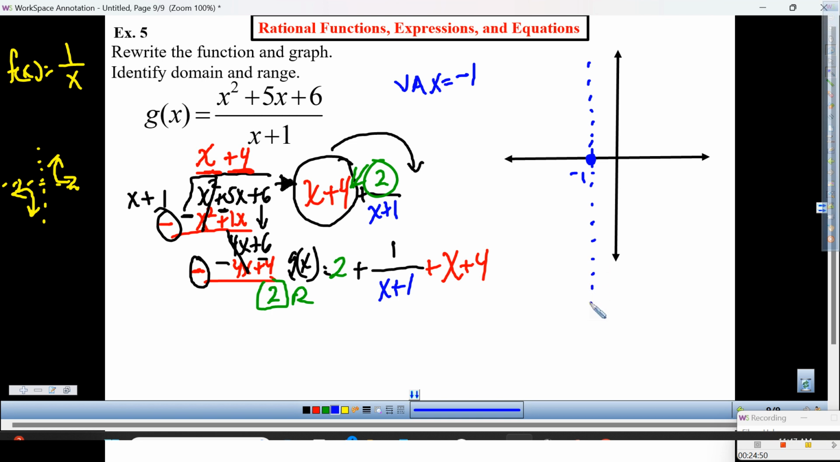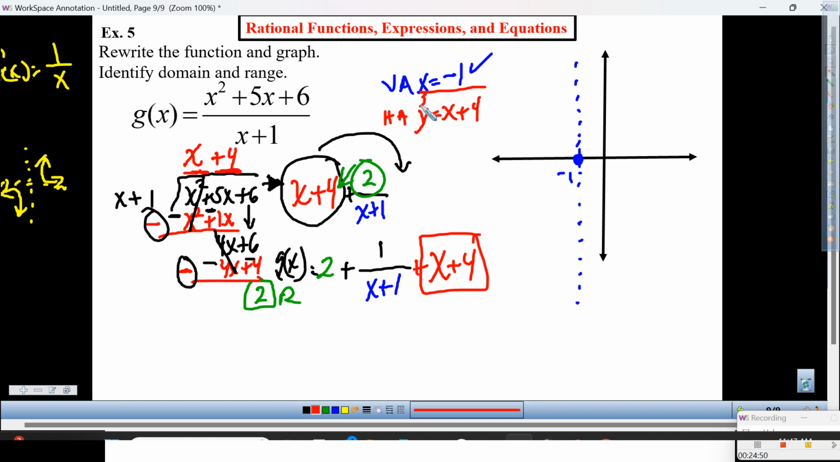So here's the fun part. What is our HA? x plus 4, the whole thing. So I'm going to write y equals x plus 4. So check this out. I already graphed the VA, which is here. Do we know how to graph this? Yes, we do. It's a linear equation.